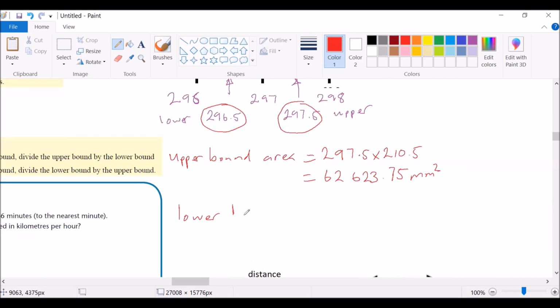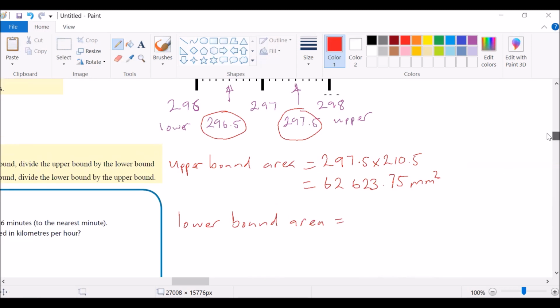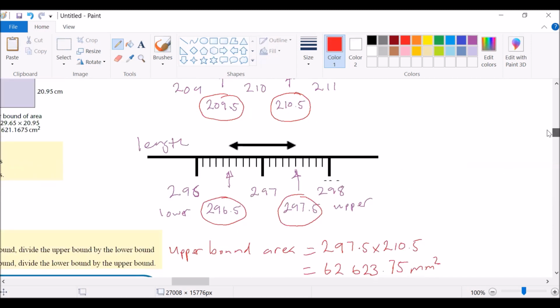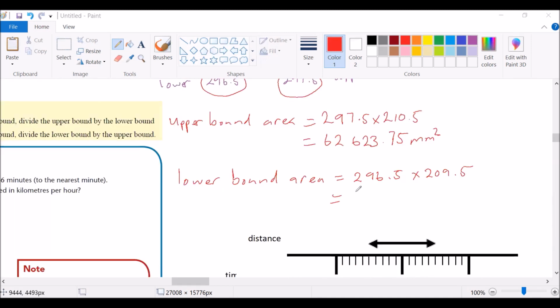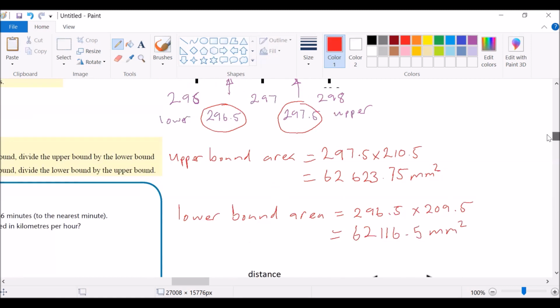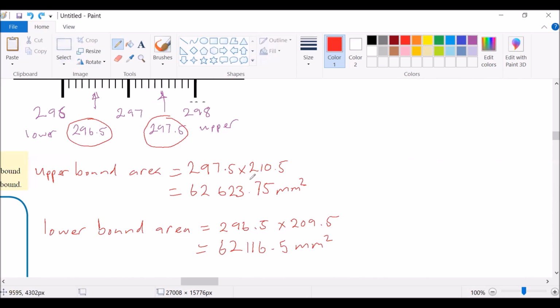To find the lower bound area, we multiply the lower bound width times the lower bound length. Lower bound area will be equal to 296.5 times 209.5, which is 62,116.5 square millimeters. We might want to convert this area from square millimeters to square centimeters. So what we have to do is to use the ratio 1 centimeter, 1 centimeter.